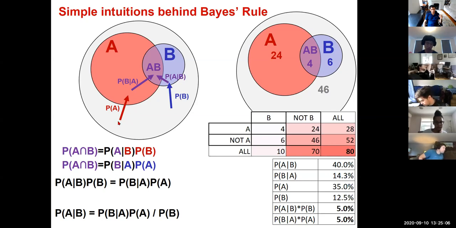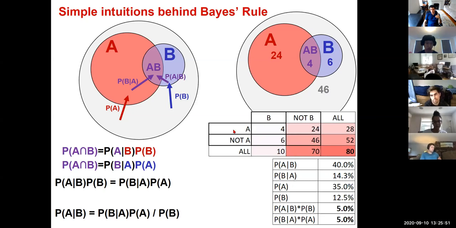Okay? So first I'm asking what fraction of my whole world is A, and then what fraction of A's are also B's. Alternatively, I can just simply ask what fraction of my whole world is B, and what fraction of my B's are also A's, okay? So I can basically play this game of P of A given B. Given that I'm already B, so I'm in this column here, given that I'm B, what is the probability of A? And that's just 4 out of 10, which is 40%.